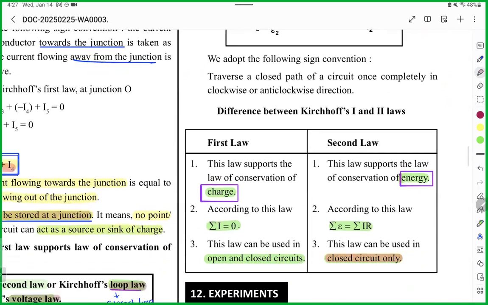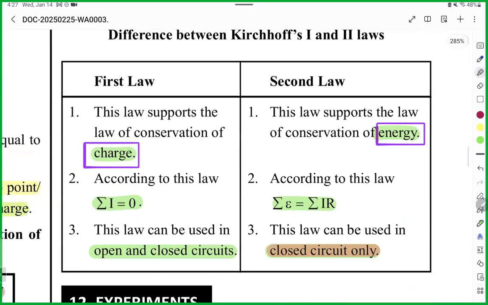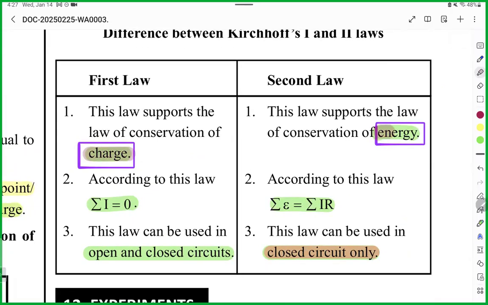So what is the difference between the first law and second law? This is for charge, this is for energy. Here total current is 0, the total potential is 0. Difference in potential. First is applicable for both open and closed circuit, second only for the closed circuit. Done.